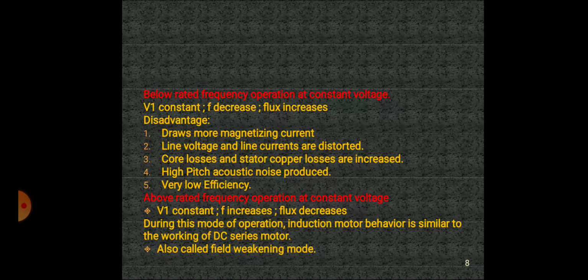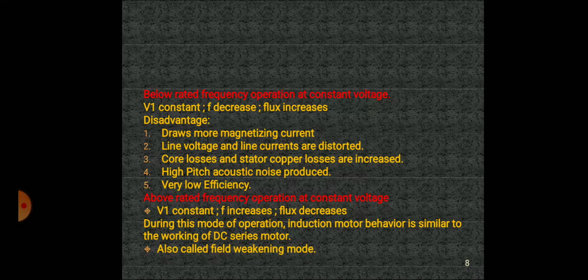By decreasing the supply frequency at constant voltage V1, the value of the air gap flux increases and the induction motor magnetic circuits also get saturated. It draws more magnetizing current. Line current and line voltages get distorted, and efficiency is very low. This type of frequency control is not normally used because of the above disadvantages.